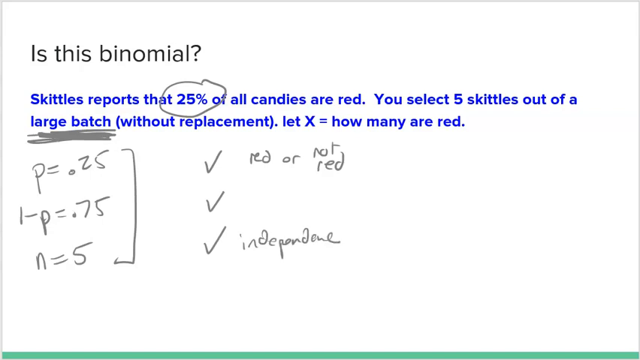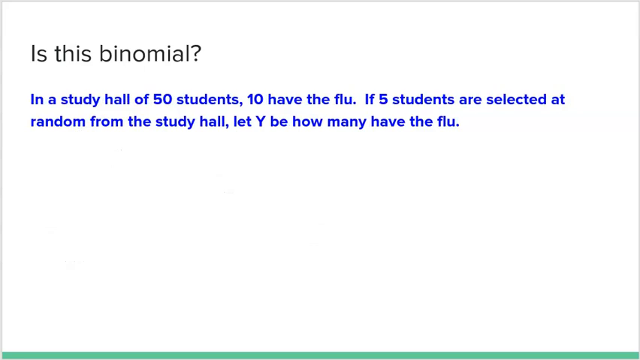What happens to one selection should not impact the next. It's not like in that large batch, all the red Skittles huddle together because they're all close friends. And if I grab a red one, I'm probably going to grab a red one again because they're all close to each other. Absolutely not. That should not happen. Each selection should be independent of the next. So this is a binomial situation.